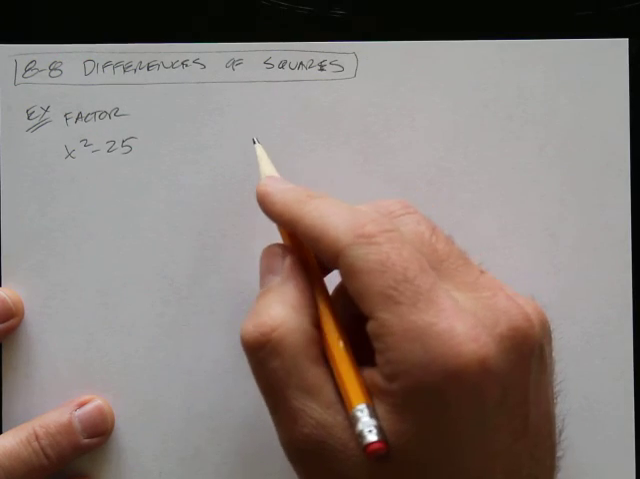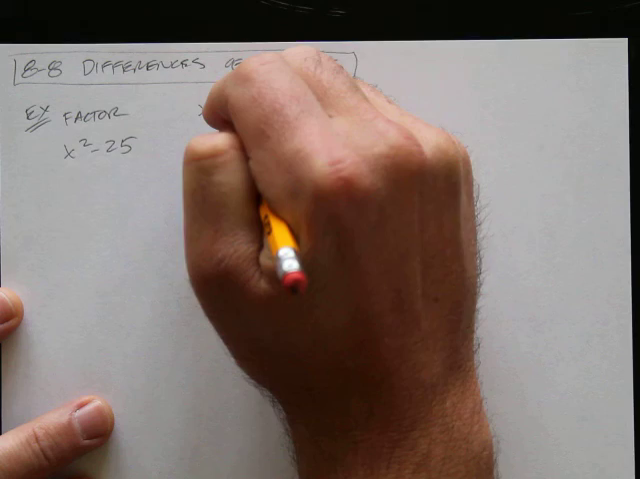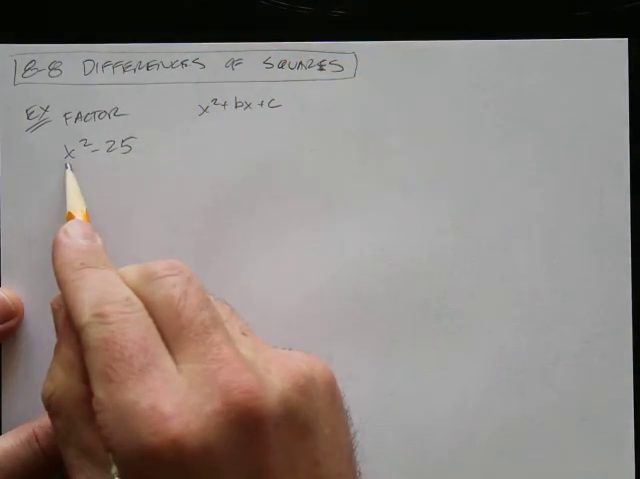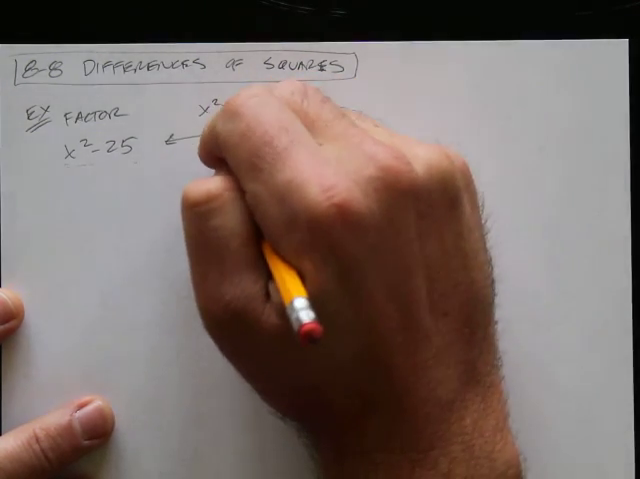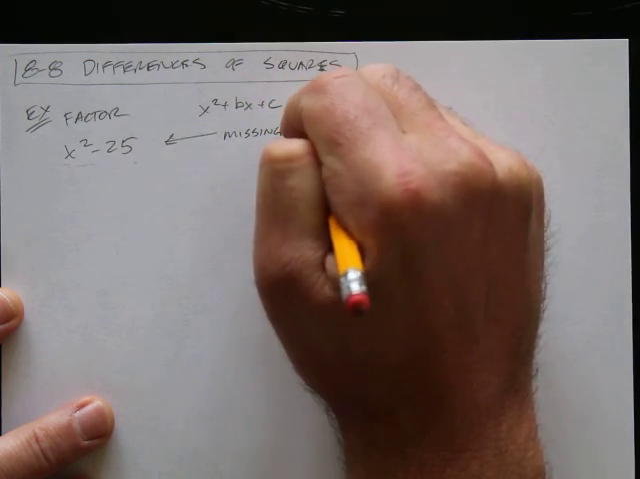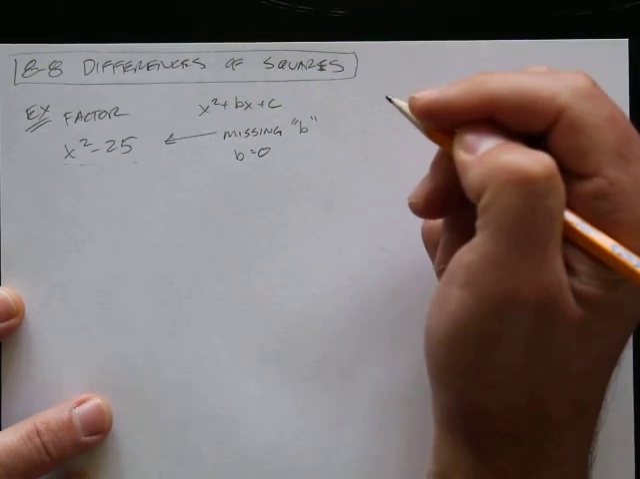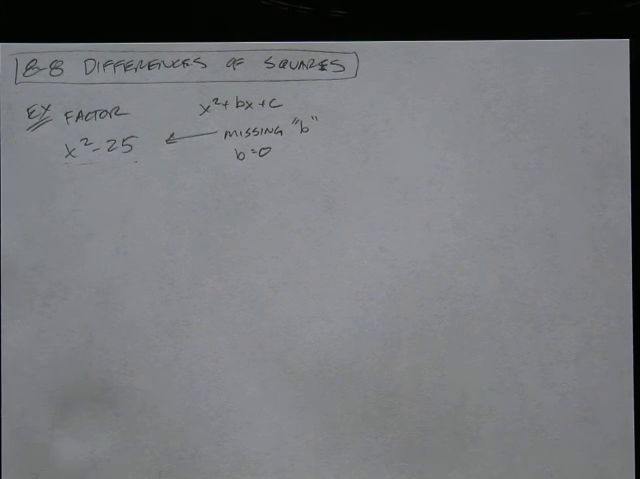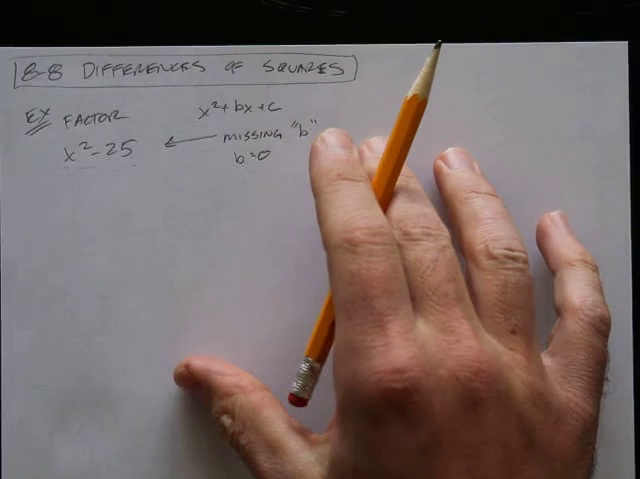Okay, notice a couple things here with this one. If I were to have x squared plus bx plus c, if I was to look at this form, I'm missing the b. When that happens, that means b equals 0. So I add to get 0. So I don't want to overcomplicate this.